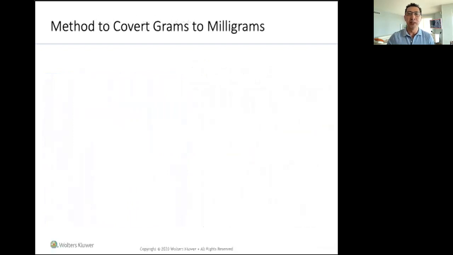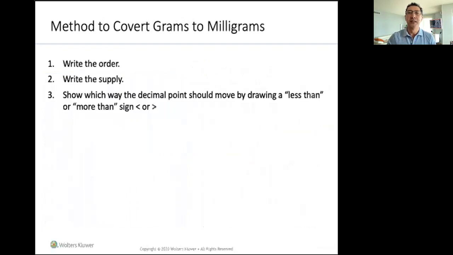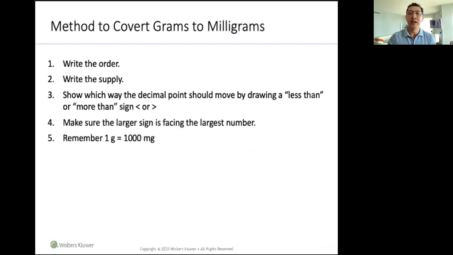Let's convert grams to milligrams. Same thing. It's basic stuff. Most of you know this already, but I have to go through it because I don't know if everybody has it. Step 1, write the order, write the supply. Next, show which way the decimal point should move by drawing a less than or greater than sign, the Pac-Man sign. Make sure the larger side is facing the largest number. Remember, 1 gram equals 1,000 milligrams, and move the decimal point 3 places to the right. It sounds complicated. It's not.